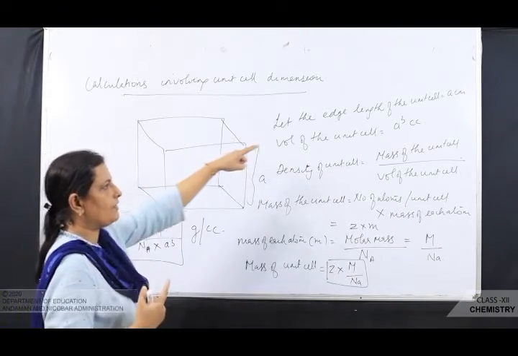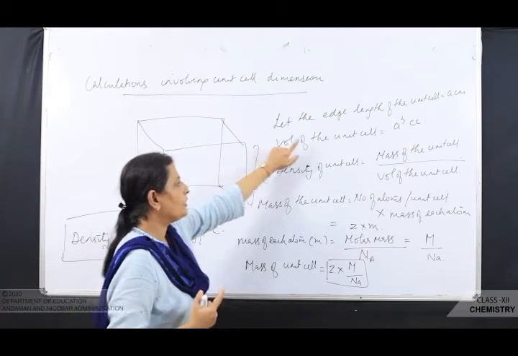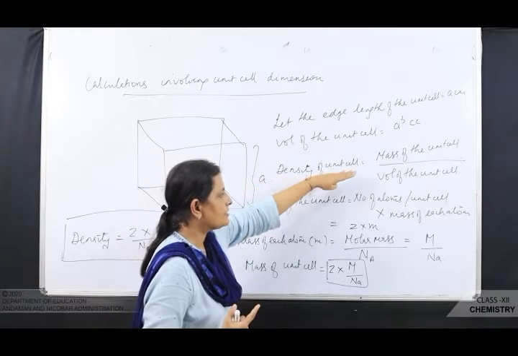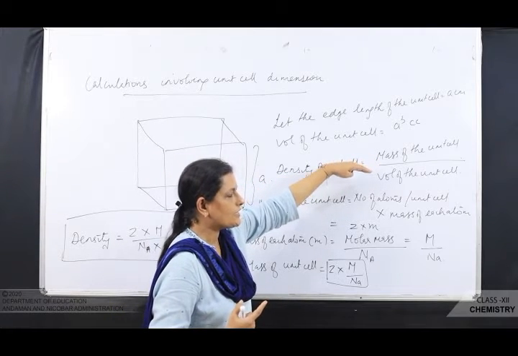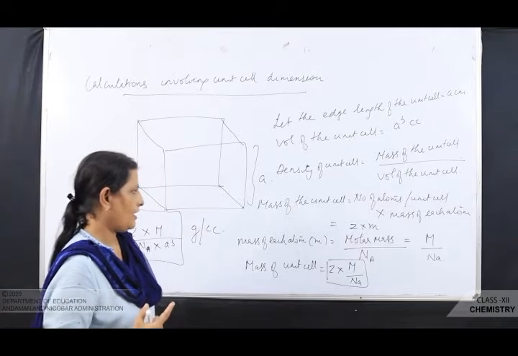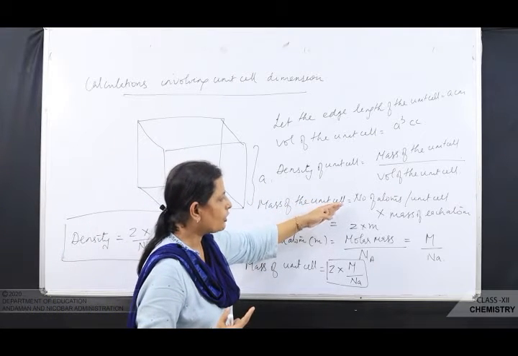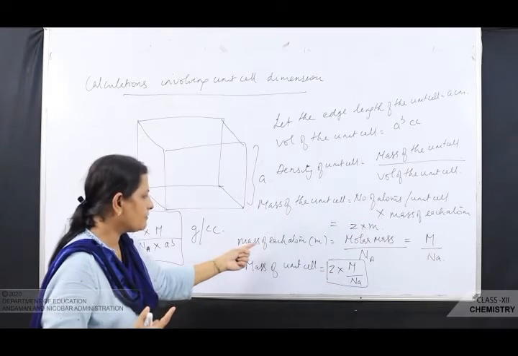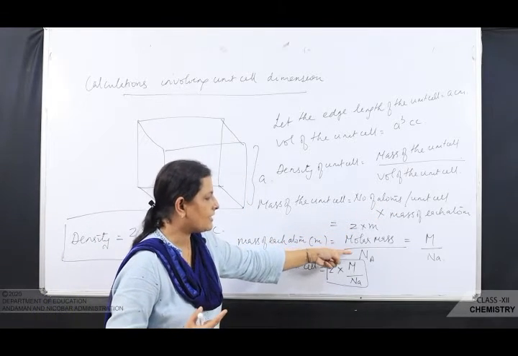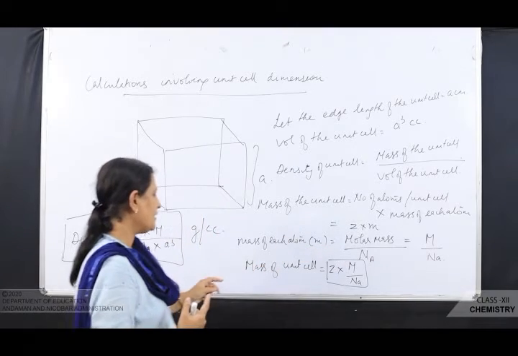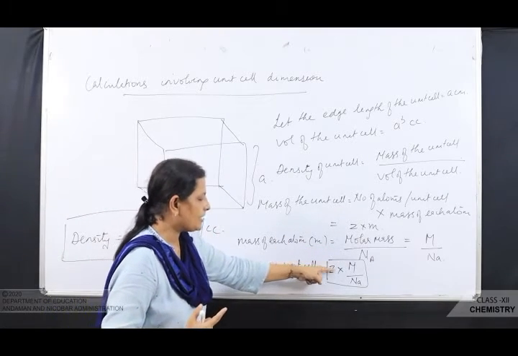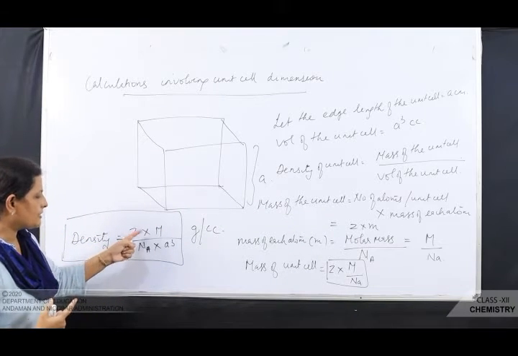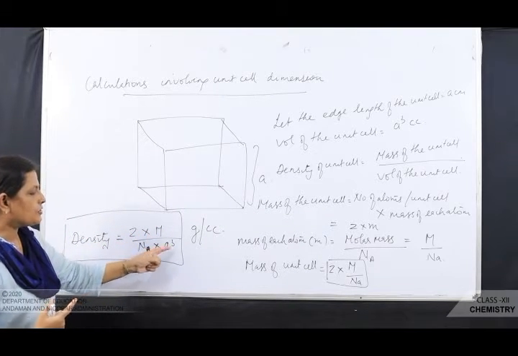If both these are known and if you know the atomic mass, then you can calculate density. So, edge length we are taking it as A centimeter, then volume of the unit cell will be equal to A cube centimeter cube, then density of the unit cell is equal to mass of the unit cell divided by volume of the unit cell. Now, mass of the unit cell is equal to number of atoms per unit cell into mass of each atom, and mass of each atom is molar mass divided by Avogadro number. So, finally, mass of a unit cell is equal to Z into M divided by Avogadro number, or you get density is equal to Z into M divided by Na into A cube.